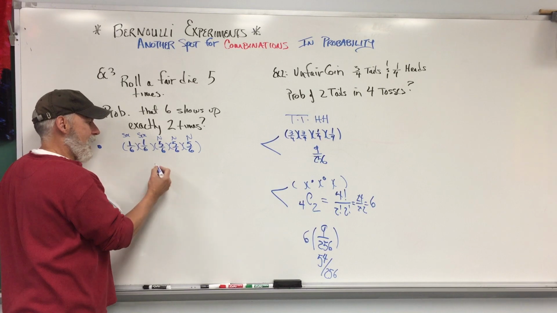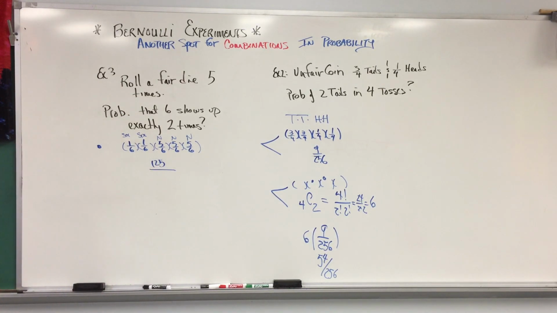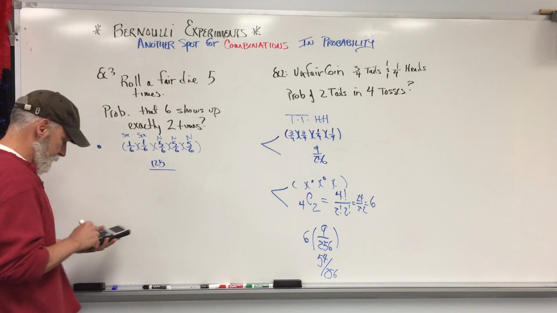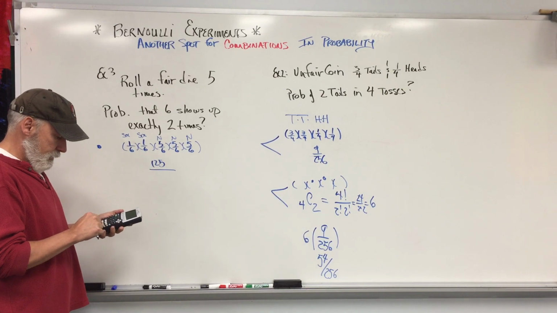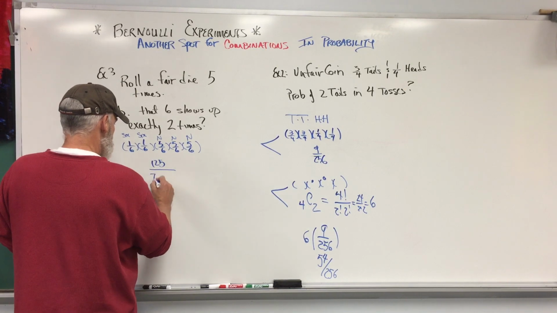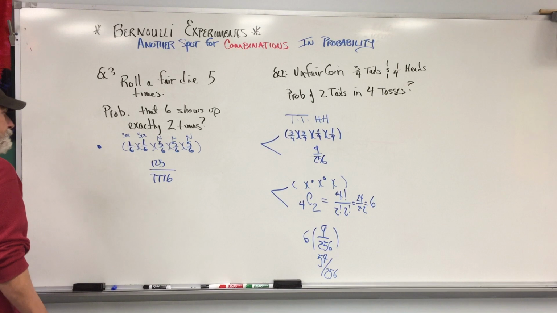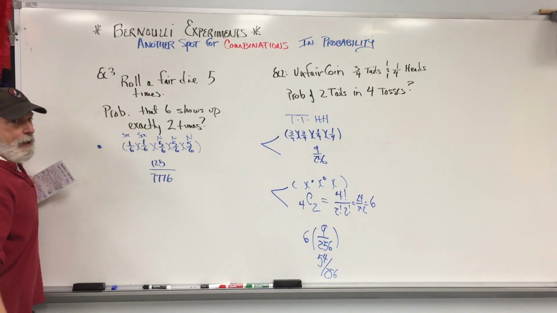Okay? Now, I know the top of this is 125. I'm not sure what the bottom is, so I need to grab my calculator and do 6 to the 5th because I don't really know that number off the top of my head. So let's just go and do that. 6 raised to the 5th, 7776. So that's over 7776. Okay? Now, that's one way it could happen.